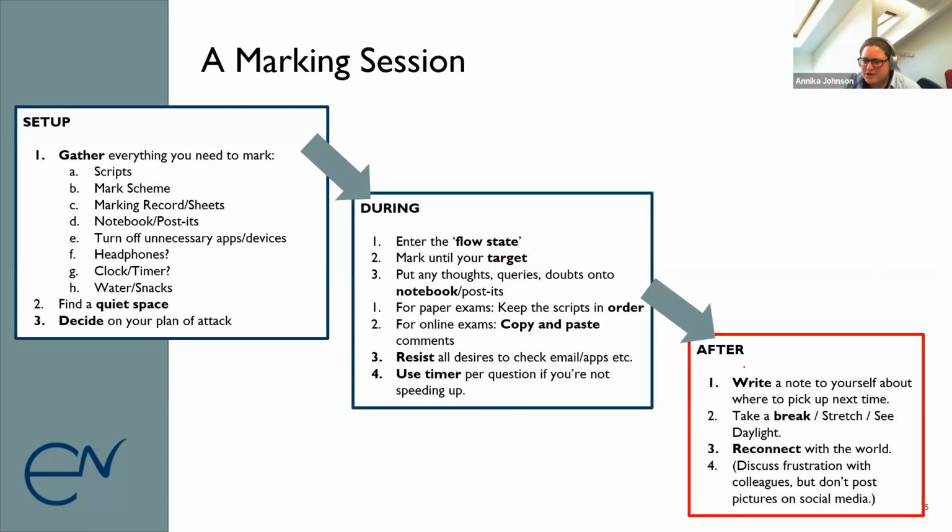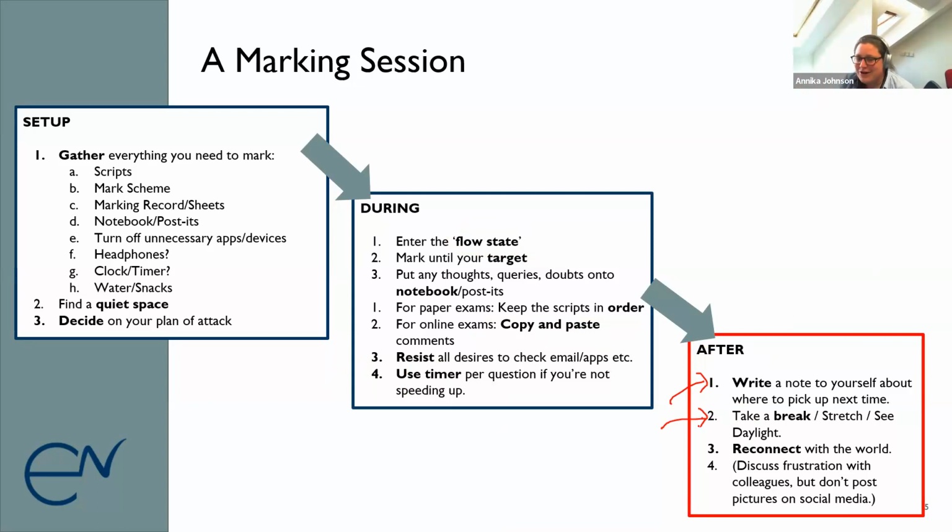At the end of a marking session, I normally write myself just a sentence to tell myself where to pick up next time. For example, which script number I'm starting with, or which question number I'm going to next. And it's really important to avoid all those effects that John spoke about earlier, where you fall into the trap of giving everybody the same mark. Take a break, have a stretch, do go and see some daylight, and reconnect with the world a little bit.